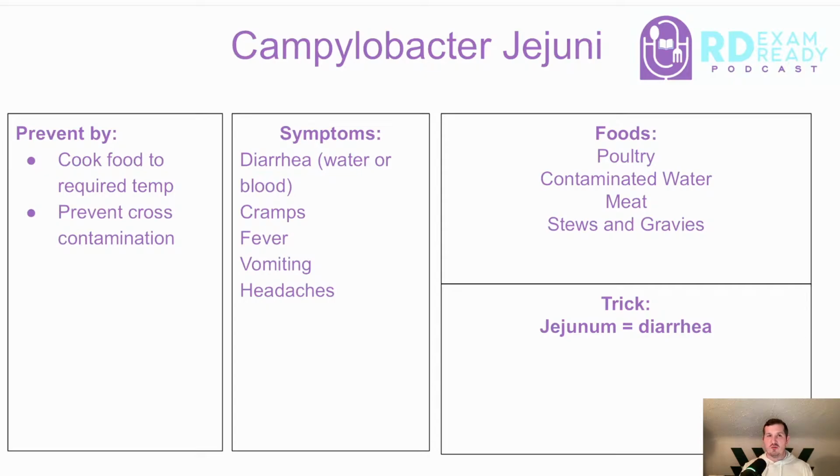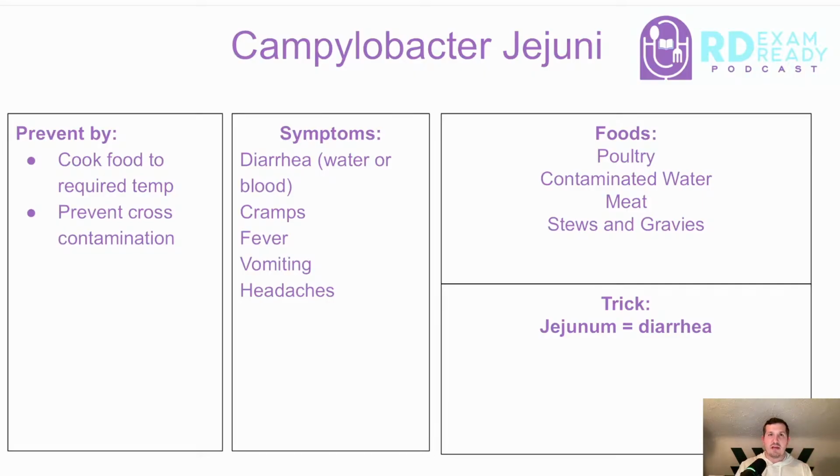Campylobacter jejuni. Now, I've got to ask you, future nurses, when you hear jejuni, you think of what? Post it in the chat if you know. We're going to prevent this foodborne illness by cooking foods to their required temperature, and two, preventing cross contamination. You see, we're just repeating a lot of the same types of things here.